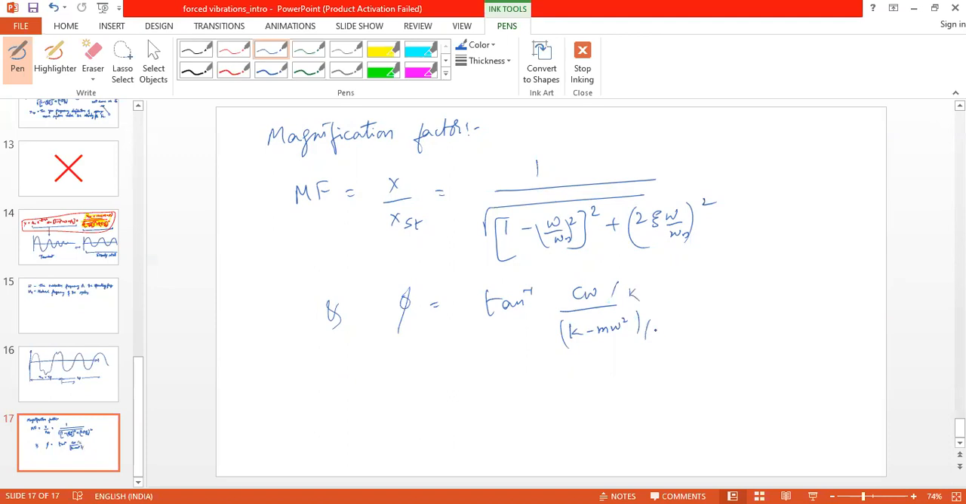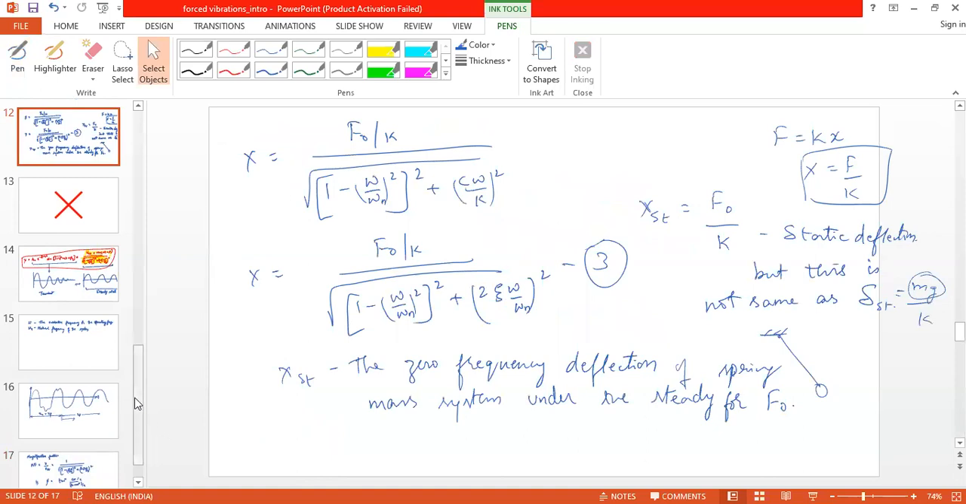So divide by K. Divide both numerator and denominator by K. If you divide by K, what happens? C omega by K will be the numerator, and in the denominator, you will get 1 minus M omega square by K. Right?